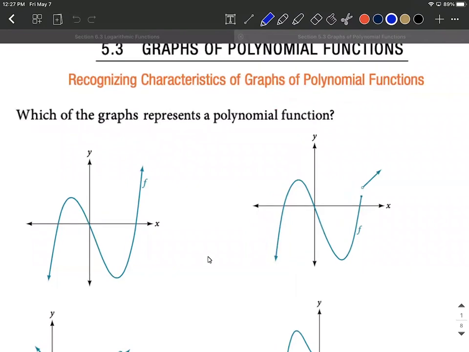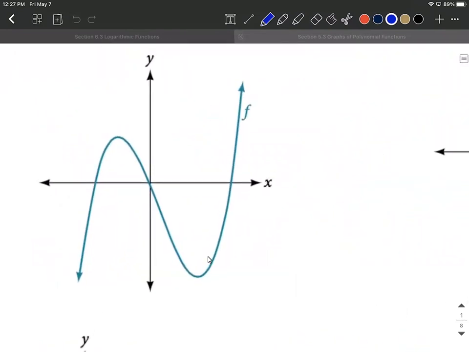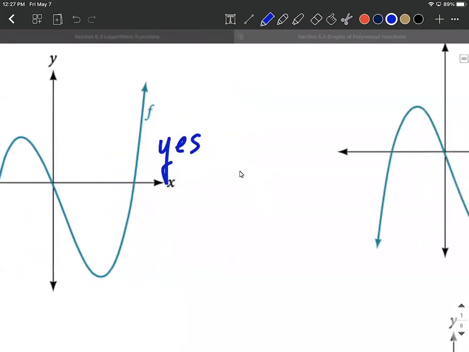All right, so on our first one here, I don't see any problems with this one as far as being a polynomial function. We don't have any jumps or breaks or anything in the middle. It's continuous. There aren't any sharp corners, and the tails go both up to infinity or down to negative infinity. So I'd say yes, this one is a polynomial function.